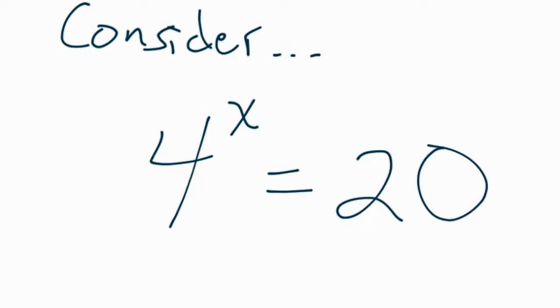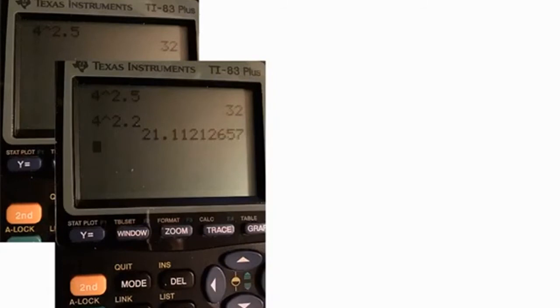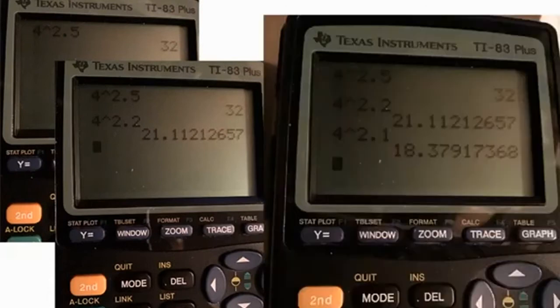not big enough. And of course, if x equals 3, too big. So maybe x equals something between 2 and 3, like maybe 2.5. Well, it gets us a little closer, but we know that's still too big, so maybe we could try something lower, like 4 to the 2.2. Still a little bit too big, but getting closer. Now, if you use 4 to the 2.1, you've gone too far.